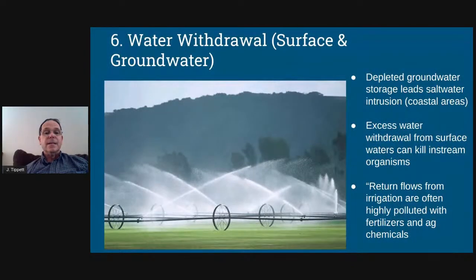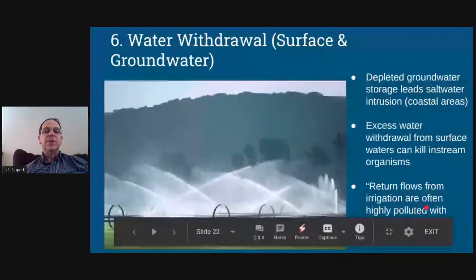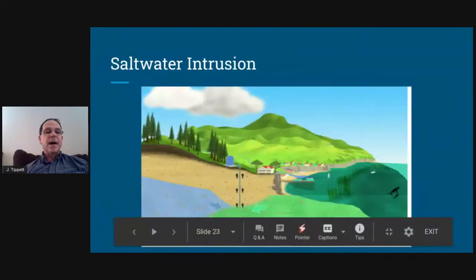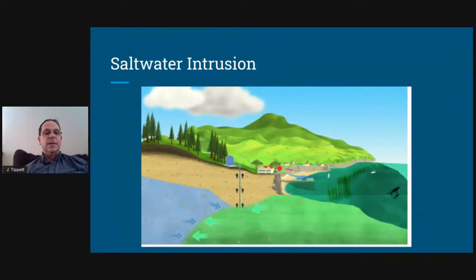And sometimes if you pull a lot of water out and you say, hey, it's okay, we're letting that water run back into the river after we irrigate plants with it, a lot of it just runs back. Well, the problem with that is that what they call return flows are often highly polluted with the chemicals that they've picked up as they run off of a farm field. So there's a lot of issues there. But let's talk first about saltwater intrusion, or watch this quick little snippet.